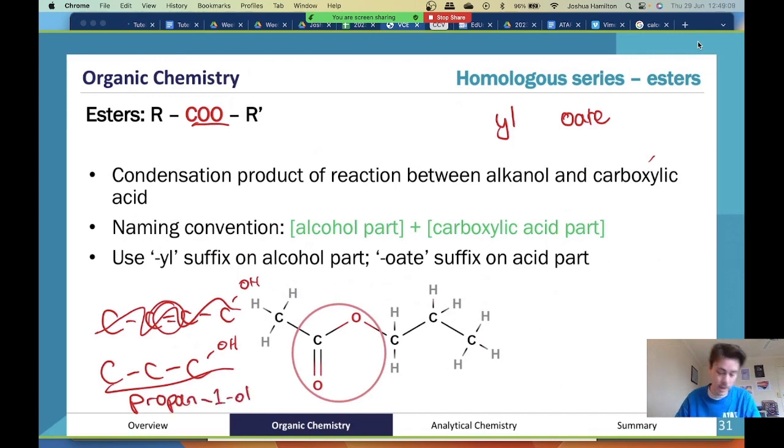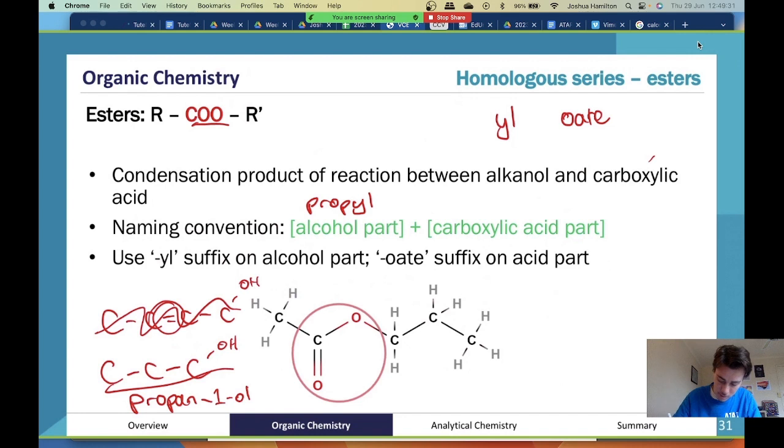So we'll say this is propan-1-ol. We're happy with that. It's propan-1-ol. So propan-1-ol, as the alcohol part of your ester, is going to form propyl. You're not going to put the ane in there. You're going to get rid of it. You're just going to say propyl. So this is propyl.